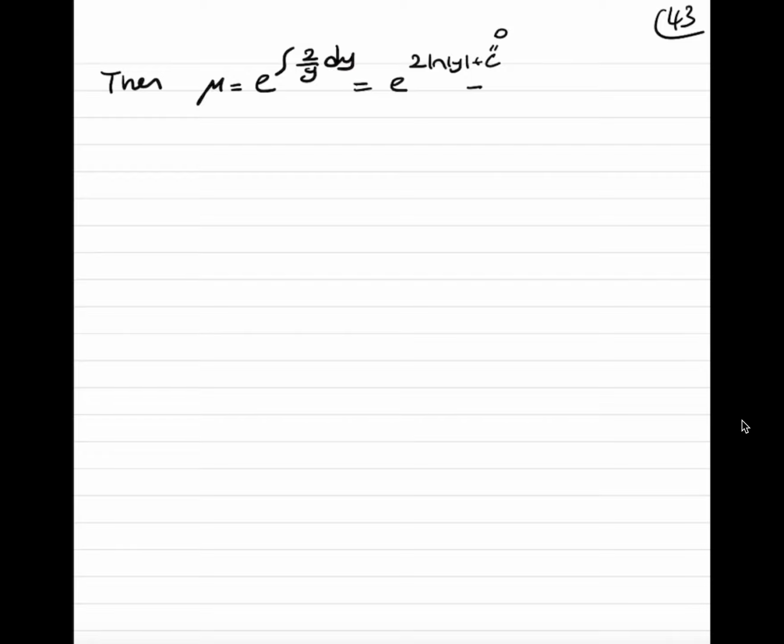Because we want to make mu as simple as possible, and we can assume y is greater than 0. So we can make these assumptions. We have 2 ln y, but we can write ln y squared, and e and ln cancel each other, so we get y squared.